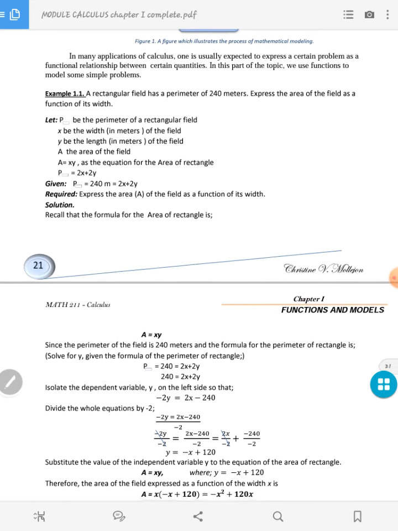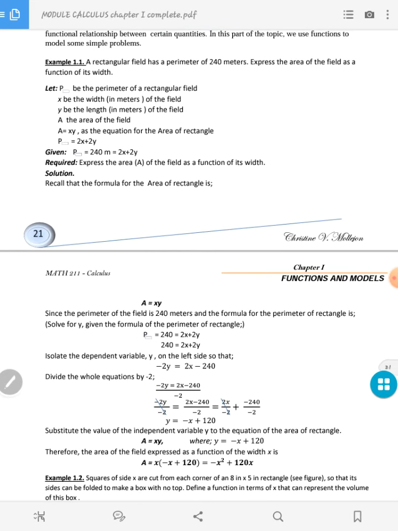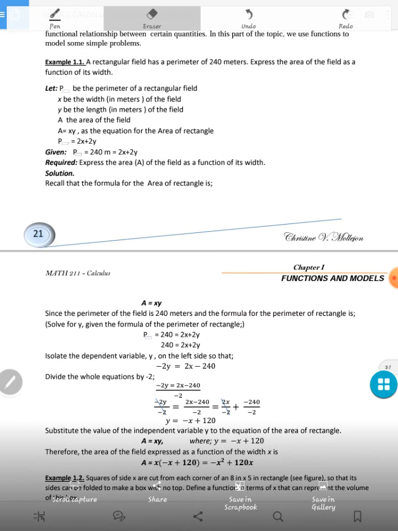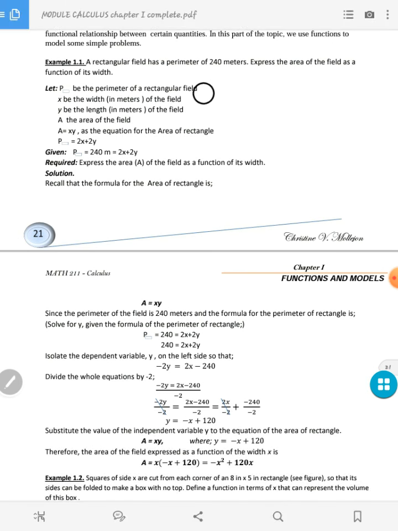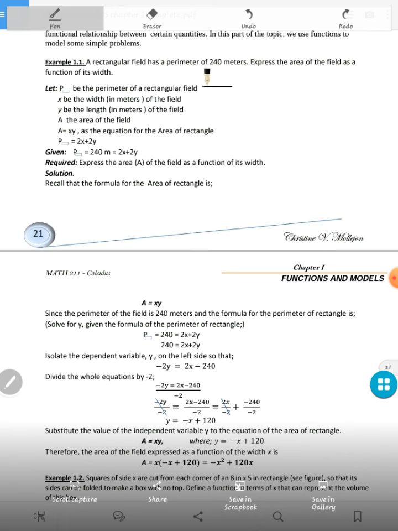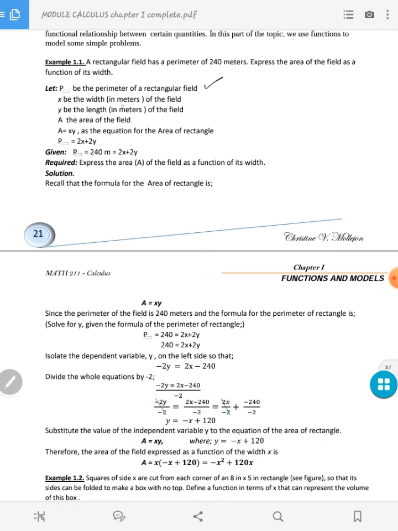So example number 1: a rectangular field has a perimeter of 240 meters. Express the area of the field as a function of its width. So basically, given the perimeter of a rectangular field which is equal to 240 meters, so we have 240 meters, then x.